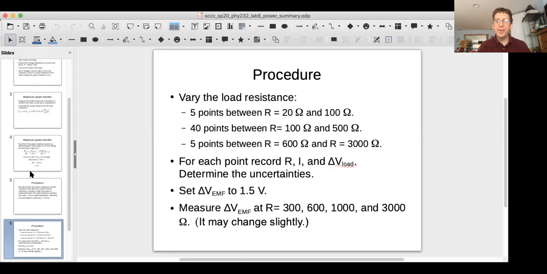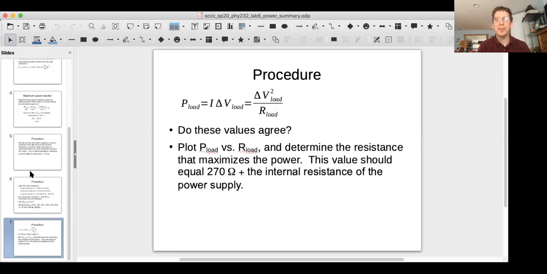So we're setting the voltage to 1.5 volts. What I forgot to do was measure the voltage at different values to make sure it's not changing slightly. It turned out it didn't change slightly. I measured at the very beginning and at the very end, and it didn't change significantly.